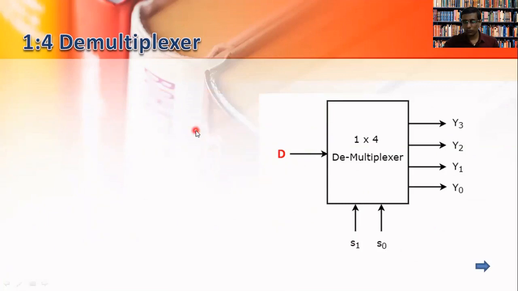This is a 1 to 4 demultiplexer in which we have a single input, that is D, and we have 4 outputs, Y0, Y1, Y2, Y3. And depending upon the status of S0 and S1, we get D at different outputs like Y0, Y1, Y2, and Y3.